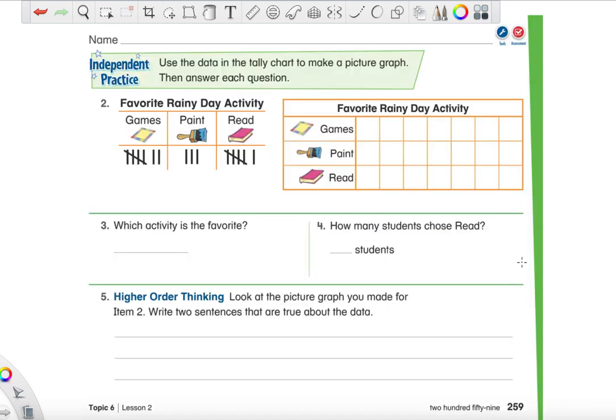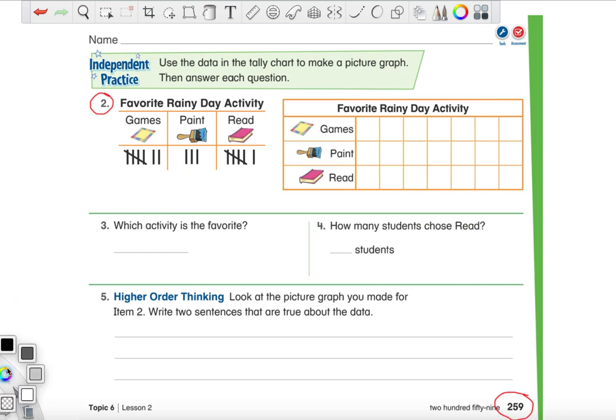All right, everyone, here's page 259. Okay, 259. Now, before I let you guys go off and do stuff completely on your own, I just want to do a little bit more together. We're not going to do all of number 2 together, but we'll do a part of it together, okay? So, first, before we do anything, we need to figure out exactly how we're going to make our picture graph with games, paint, and reading. They have a board game, a paintbrush, and a red book. That is a lot of detail for this tiny little box, so we need to make it more simple.